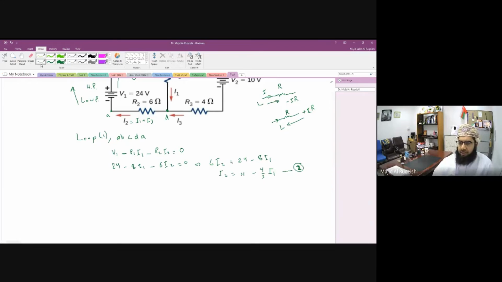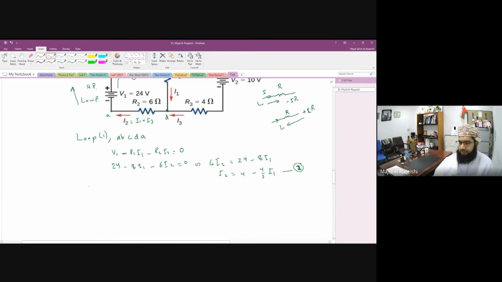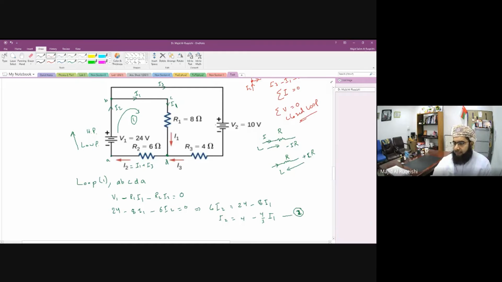Okay, so now we have the first equation coming from our first loop. Now we'll continue with another path. Let's change the color here. Take this color, okay? So now we'll take another loop and see how we can make another equation. So let's take this loop here. Let's call this one E, and this is F. This is J. And this is D.